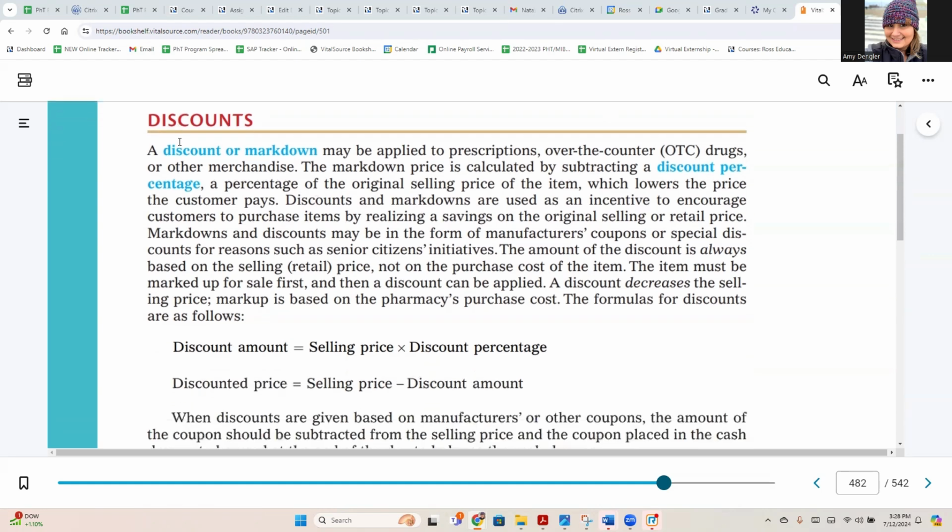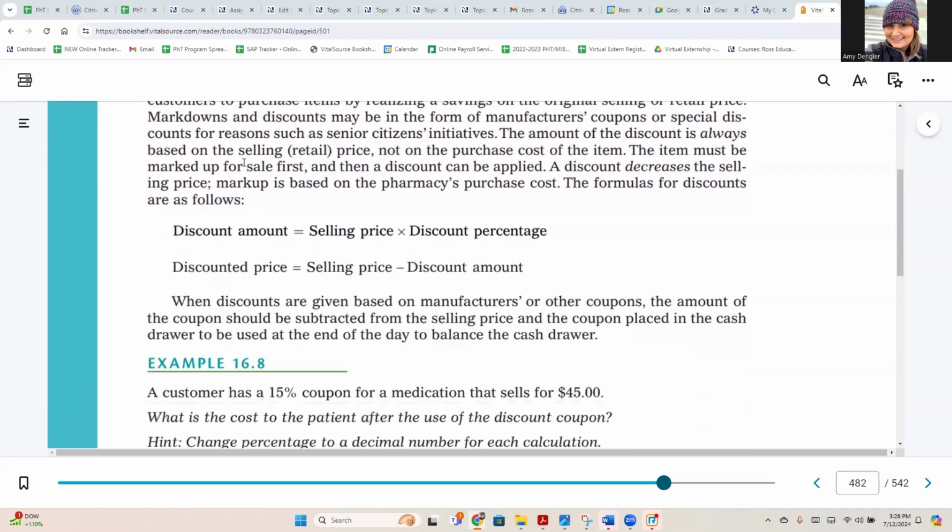The formulas for discounts are as follows. The discount amount is equal to the selling price times the discount percentage, and the discounted price is equal to the selling price minus the discounted amount. When discounts are given based on manufacturer or other coupons, the amount of the coupon should be subtracted from the selling price and the coupon placed in the cash drawer to be used at the end of the day to balance the cash drawer. And let's do example 16.8.